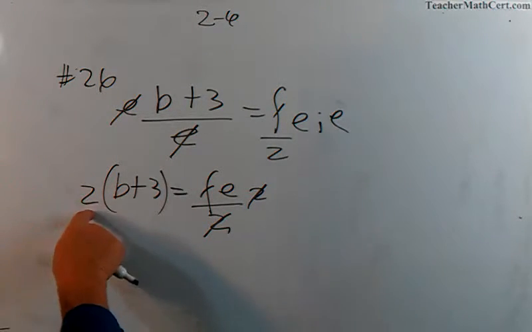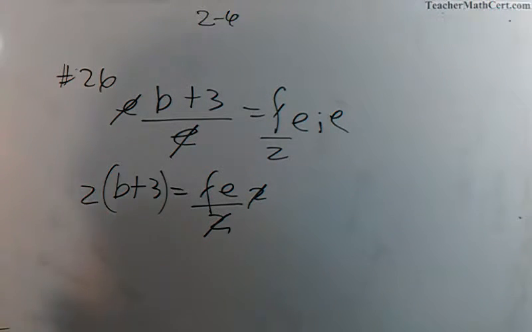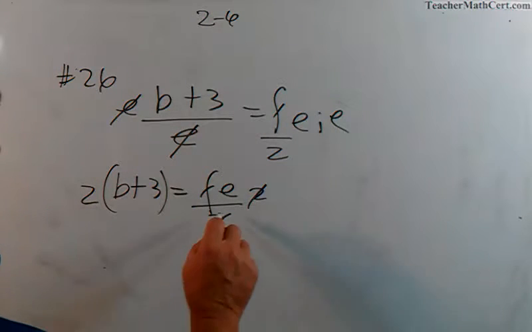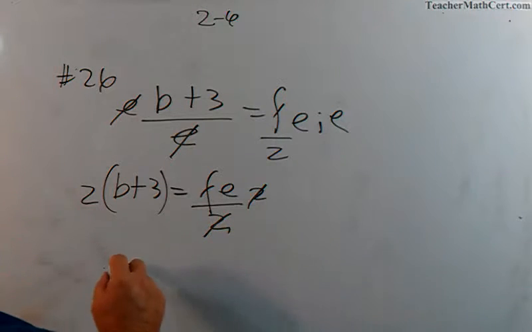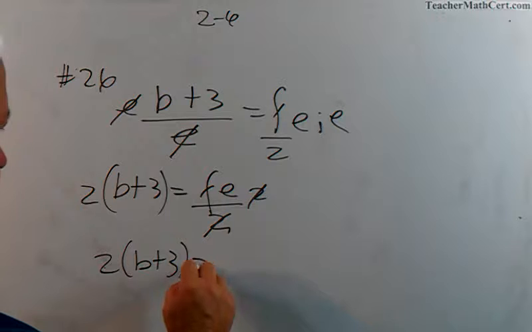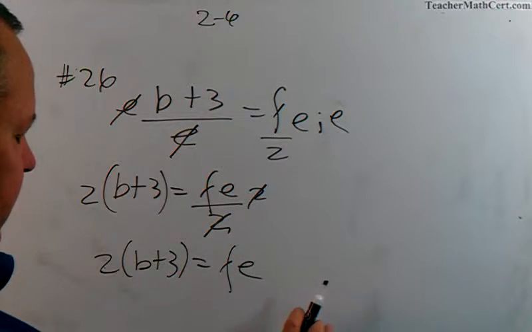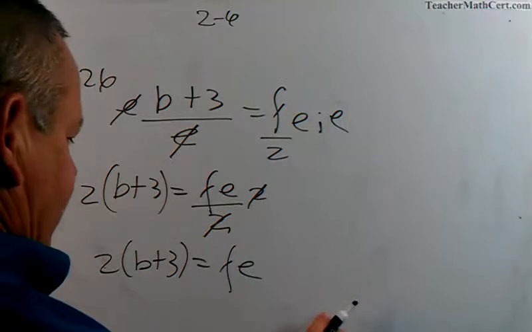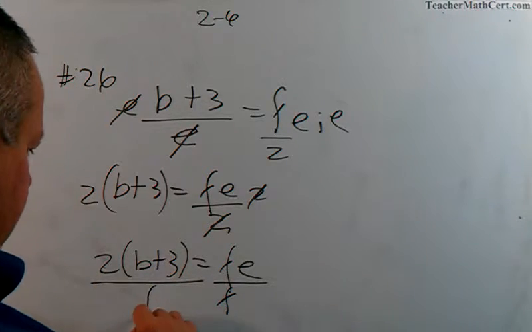You just can't multiply the 2 times the b, right? Or the 2 times the 3. It's got to be times both, right? All right, so where are we at here? So then we've got to get rid of the f. Let me rewrite this. So we've got 2 times b plus 3 is equal to f e. We're solving for e, so how do we get rid of the e? How do we get rid of the f? Divided by f, right? So we've got to divide this whole thing by f.